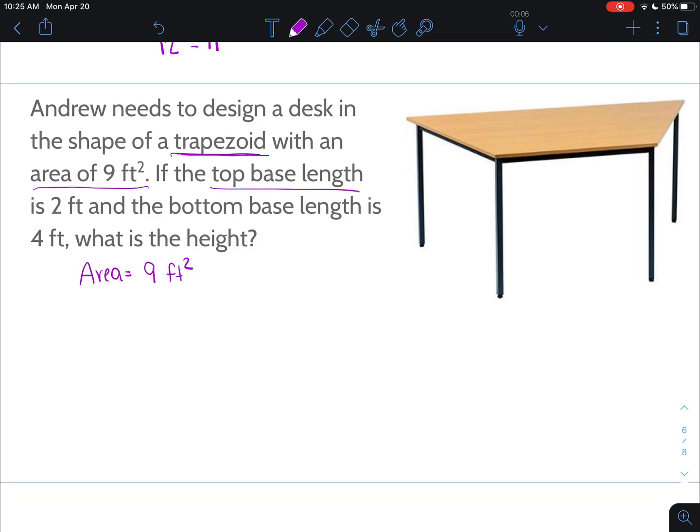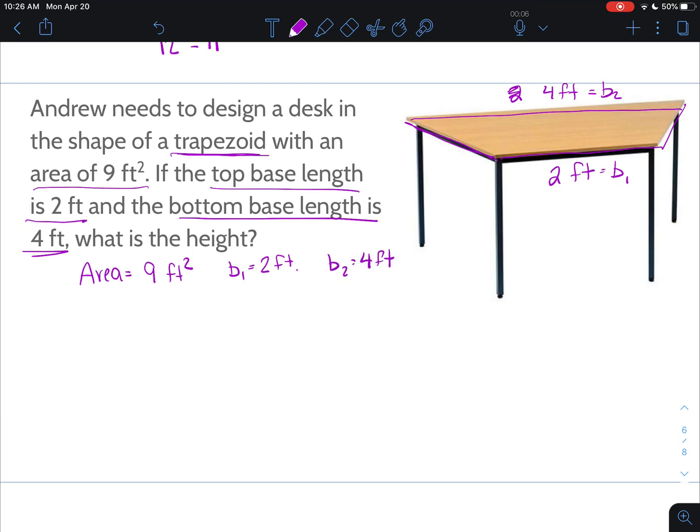The top base length is 2 feet. So if we're talking about, here's my trapezoid up here. If this is the top base, 2 feet, we can just call that B1. Does not matter which one we label B1 or B2. So we'll say base 1 equals 2 feet. And the bottom base length is 4 feet. So this one is probably the 4 feet. And we'll call that B2. So we know base 2 is 4 feet.